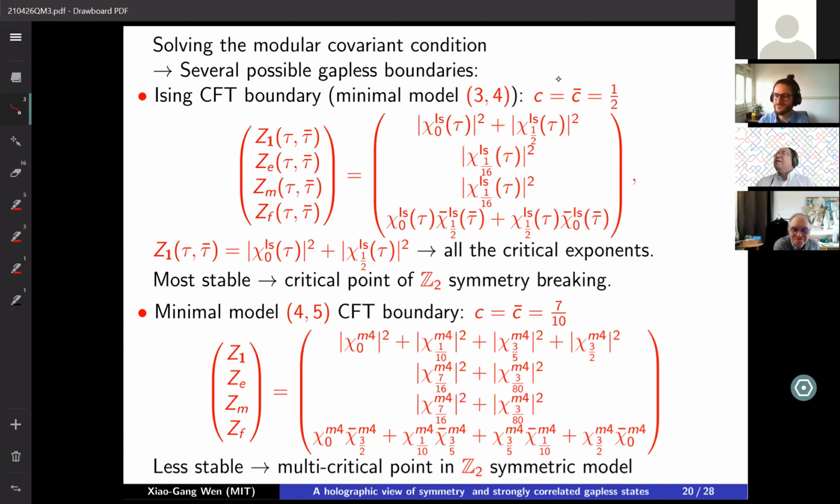Xiao-Gang, if I understand correctly, I just want to make sure I understand some of the terminology you mentioned. So gapless means there's no energy gap? No energy gap. But actually, it's much more tricky. That means no energy gap in the thermodynamic limit. When you have a finite system, there's always an energy gap. But this energy gap, the level spacing, becomes 0 when the system size gets bigger and bigger. I see. Okay.